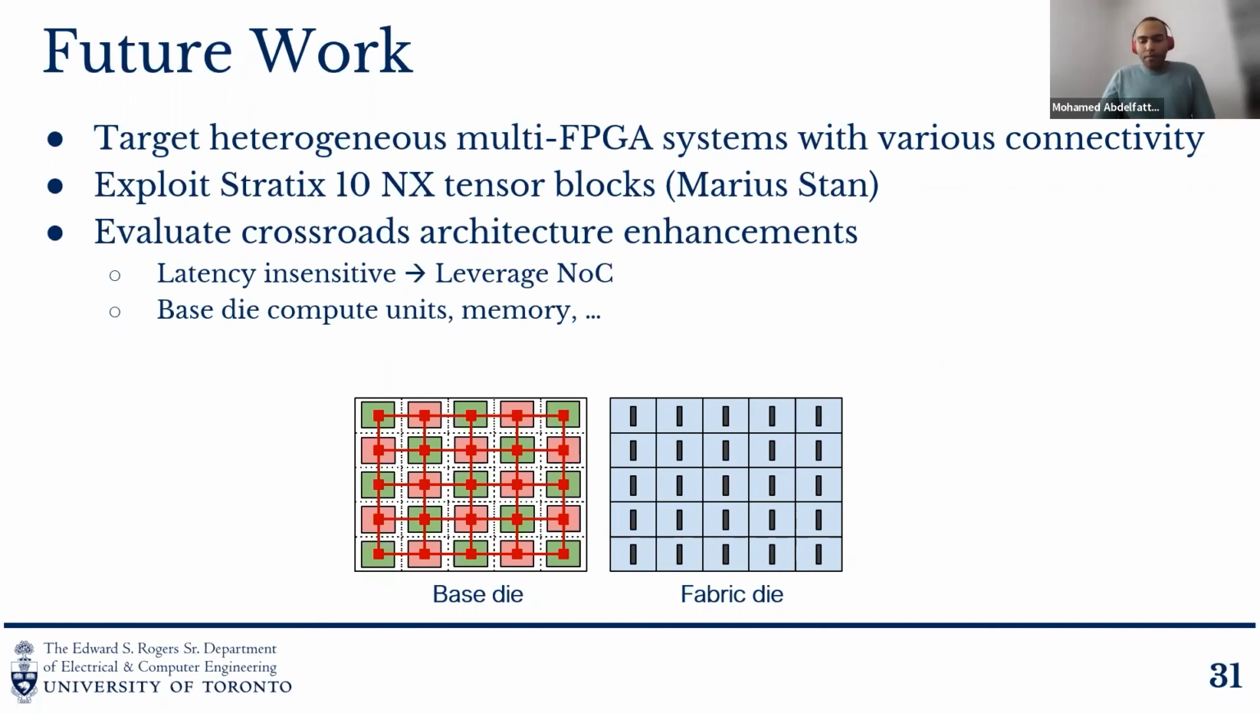And then finally, for the Crossroads project, we have those latency sensitive FIFO interfaces between the layers of Hpipe. And on the Crossroads FPGA, we have this NOC. So can we leverage this to deliver those latency sensitive signals? And then for the base die, we have those units. Should we add more compute units, more memory for Hpipe? So those are all questions that can be considered when designing this architecture.